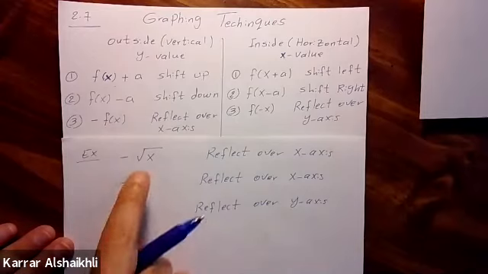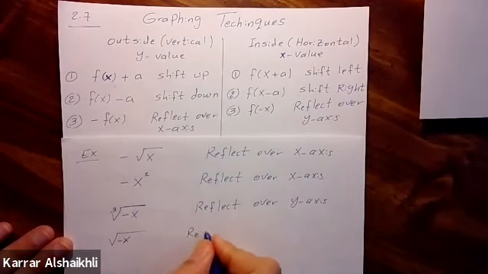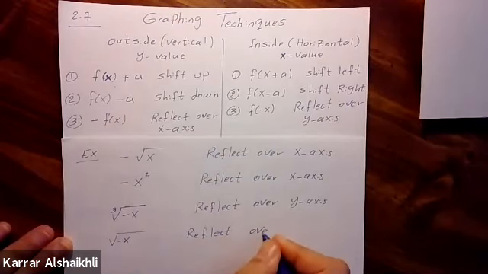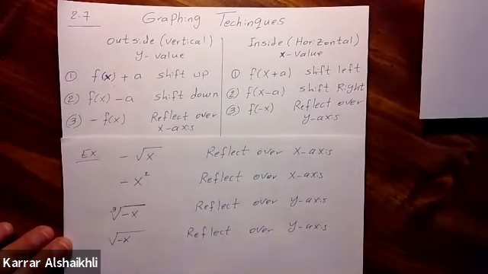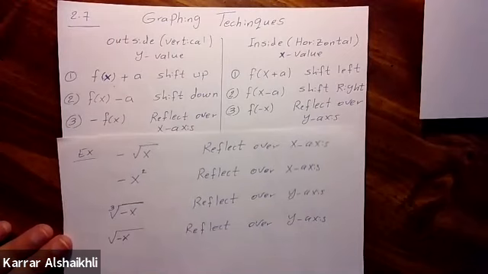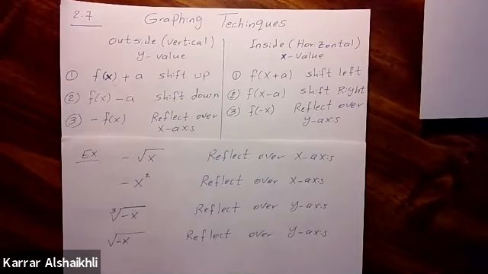The same thing with the square root. If we have the square root of negative x, it is going to be reflect over the y-axis. So these are the examples about reflection, and also when we do the graph, you will see more about how it's going to be reflect over the x-axis and over the y-axis.